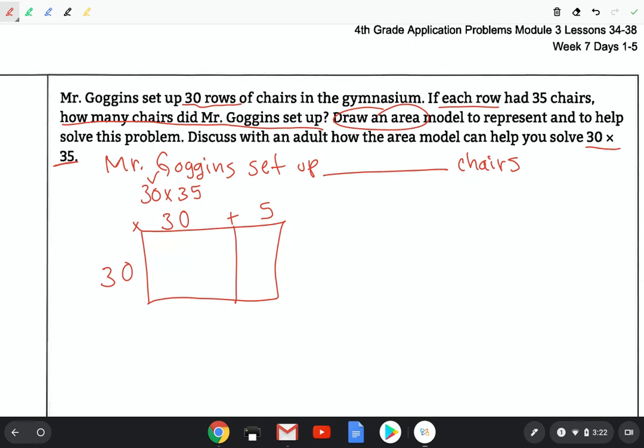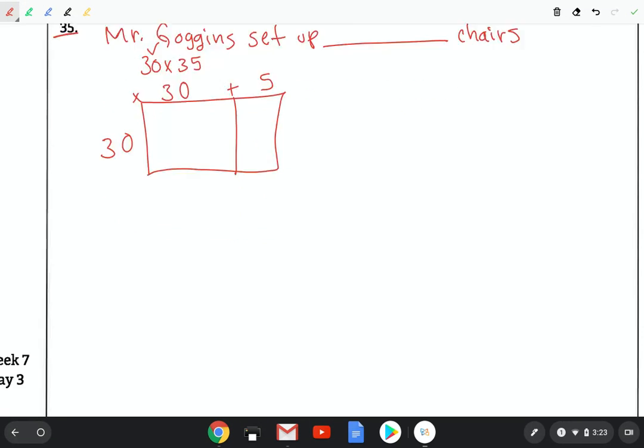The discussing with an adult is just for you to practice explaining your thinking out loud. All right, so that's it for today.